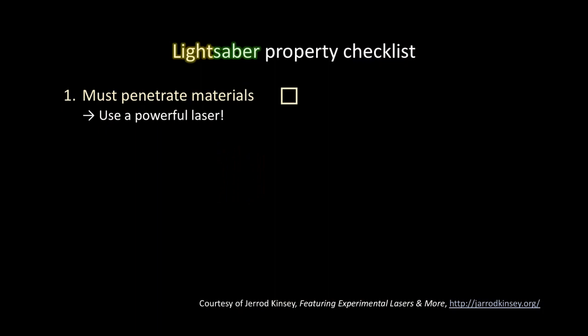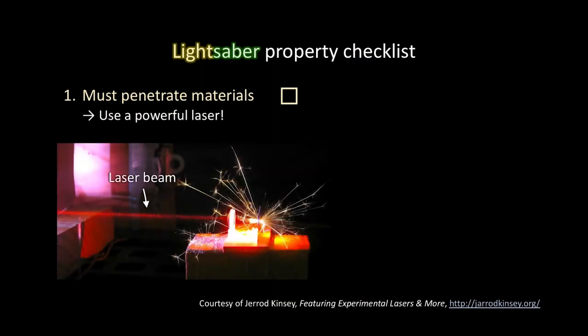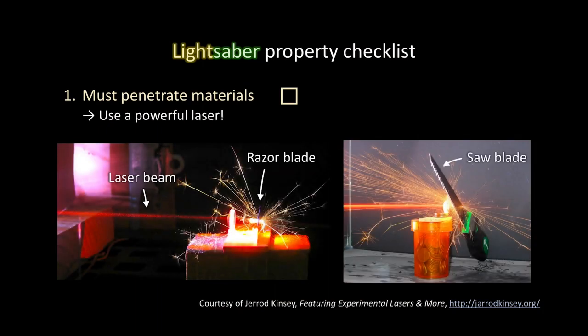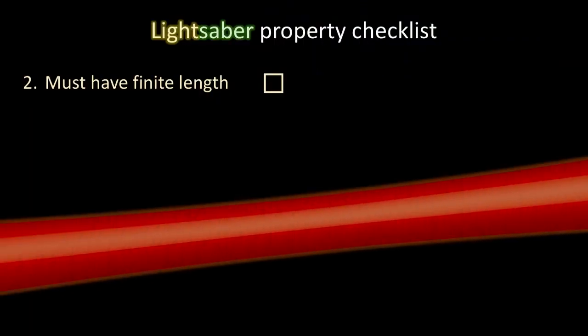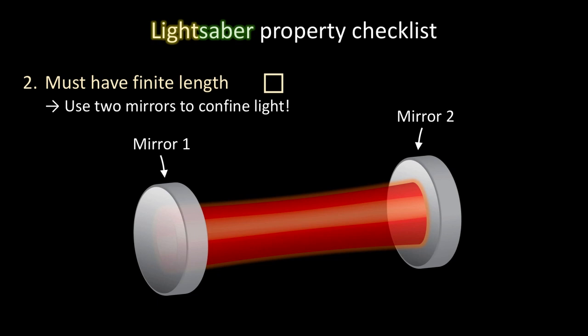How can you achieve this in the real world? Well, a powerful laser beam can already cut through steel, like a razor blade or a saw blade. So we can achieve this. Second, a lightsaber has a finite length. Normally, if you shine a laser beam, it just propagates forever. But if you use 2 mirrors to trap light, you can do this.